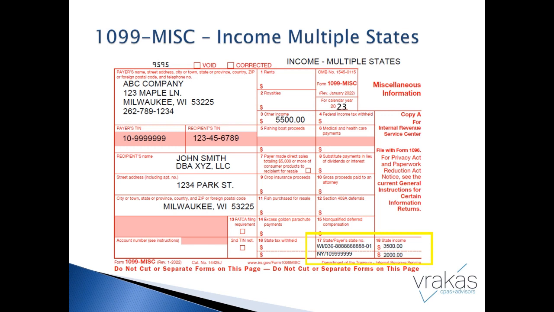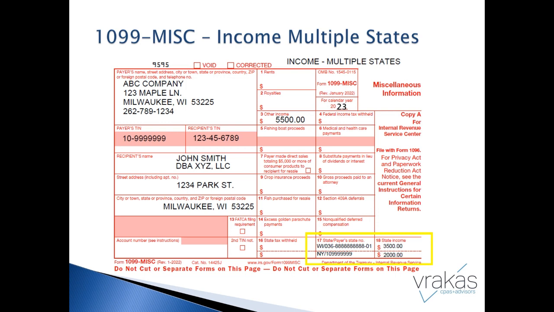So this is an example of the 1099, and we filled in a Wisconsin and a New York state payer ID number and state income tax. State income, there is no withholding, but there you can see that we have listed 2 states, and both of those equal the other income.